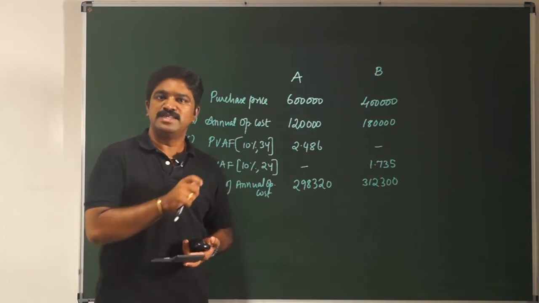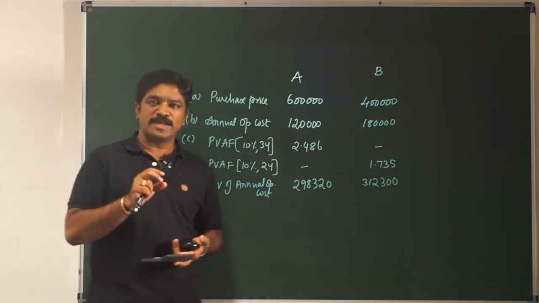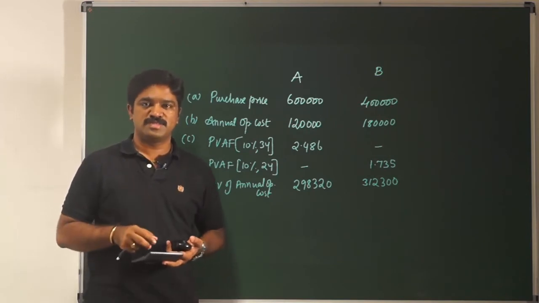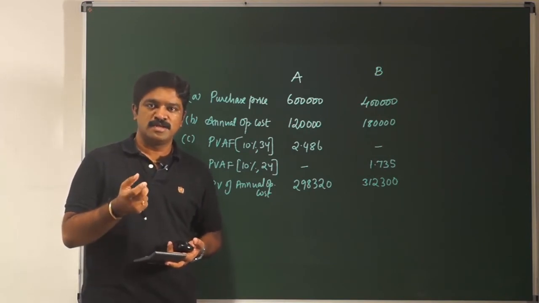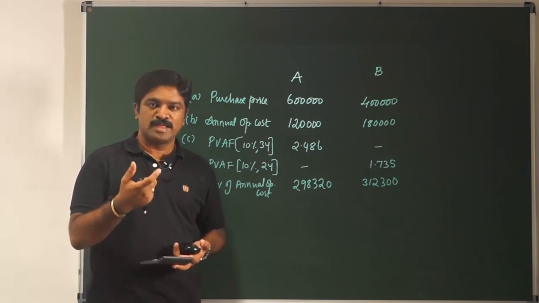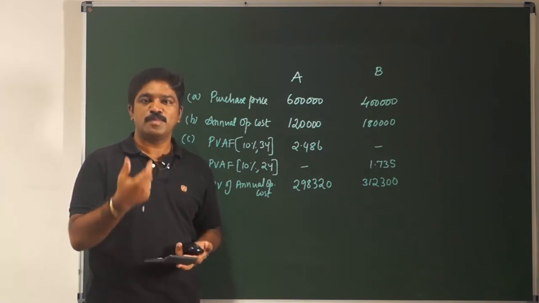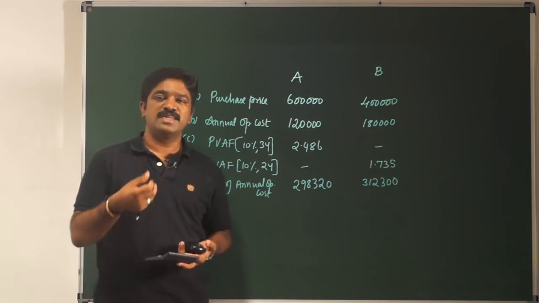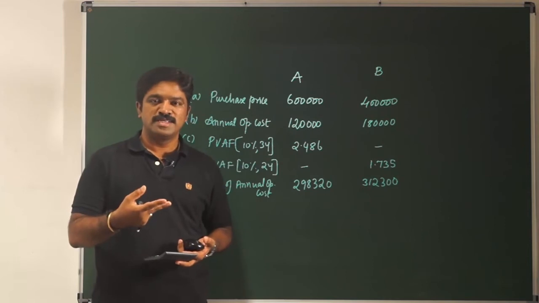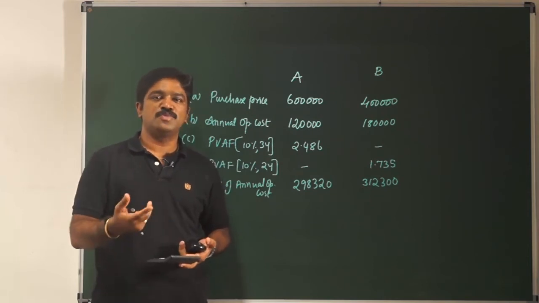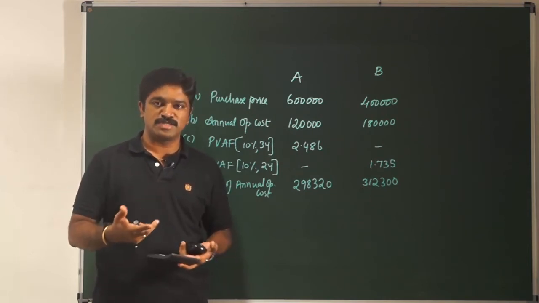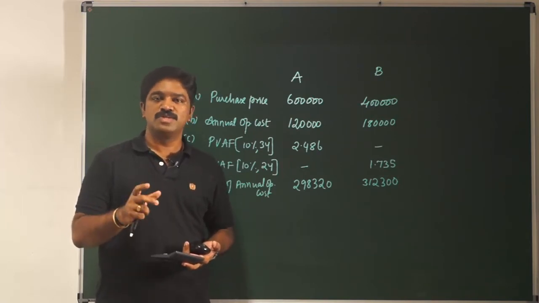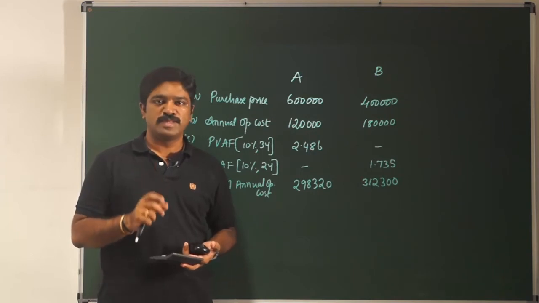Reason is, these two projects are prima facie not comparable because of one line of difference. Can you say what is that? The life. If you look at the life of project A and project B, they are different. Project A life is 3 years, whereas the life of project B is 2 years. Then how can you simply compare these two projects and take a decision? No, you cannot. So we have a tool, and that tool is called the equivalent annual flow method.